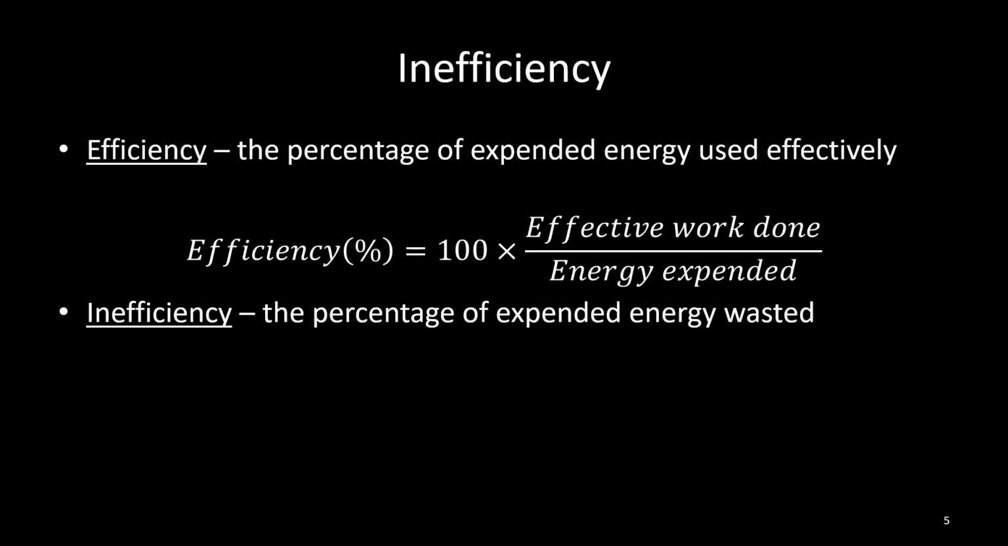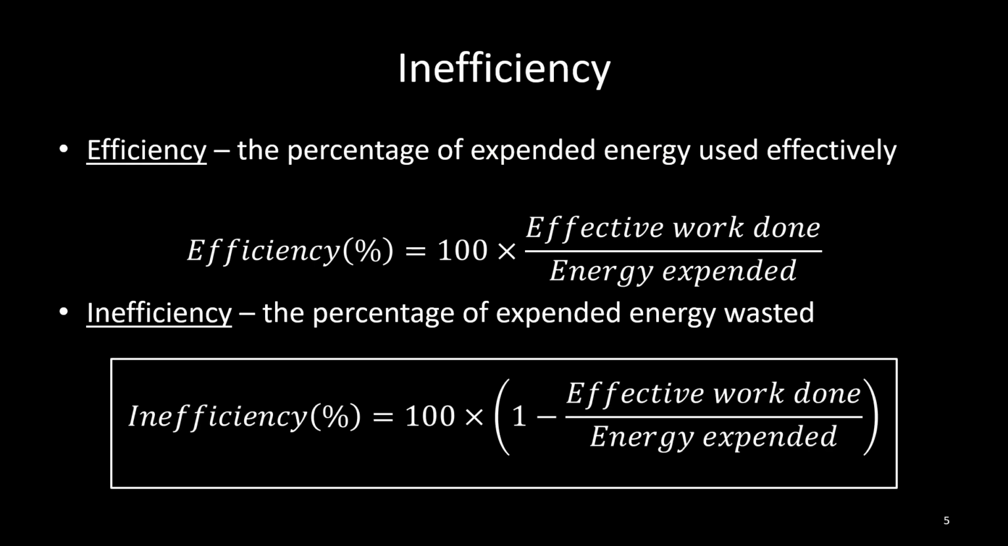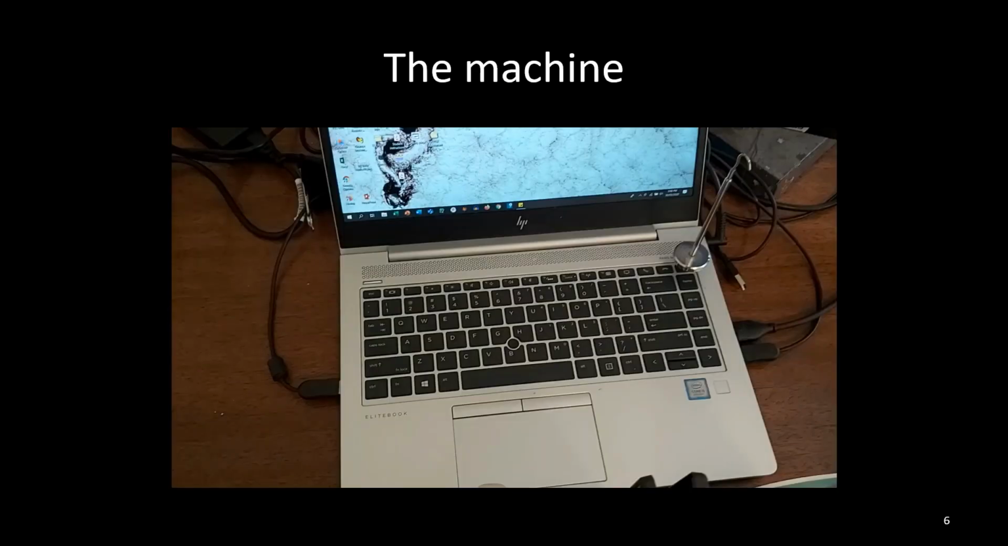Inefficiency is the percentage of the expended energy that is wasted. So we define it as 100 times 1 minus the effective work done divided by the energy expended. In that same example, if we did 5 joules of effective work but expended 50 joules doing it, the inefficiency would be 90%. So this is the machine.